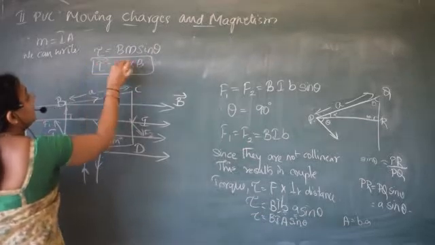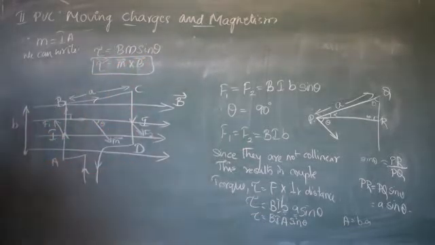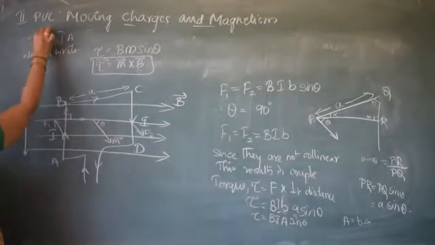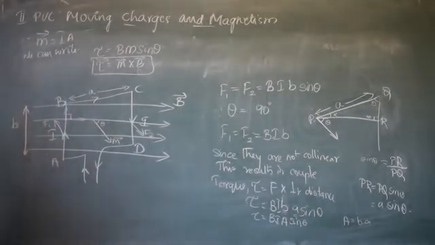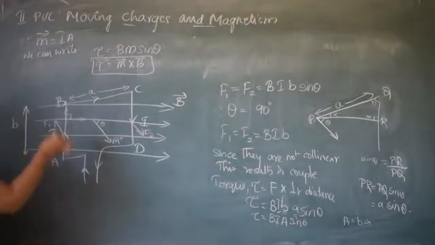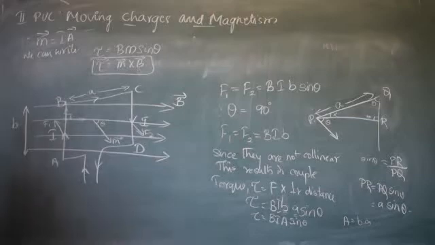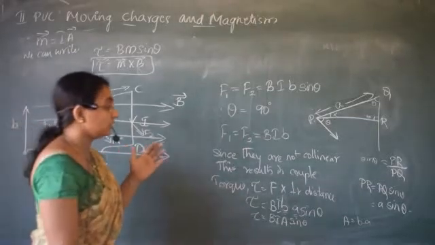Tau vector is equal to M vector cross B vector. In terms of vector form, we can write tau vector is equal to M vector cross B vector. Why? Because M vector is equal to magnetic moment. M vector is equal to I into A vector, where A vector is the area. Correct? So understood how it is?